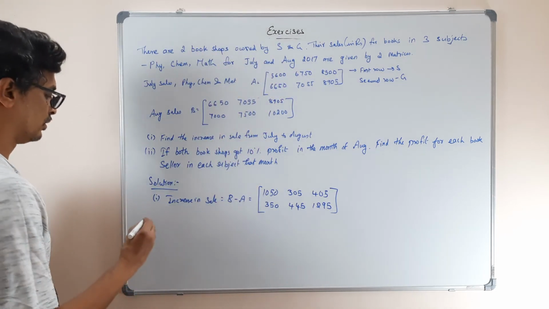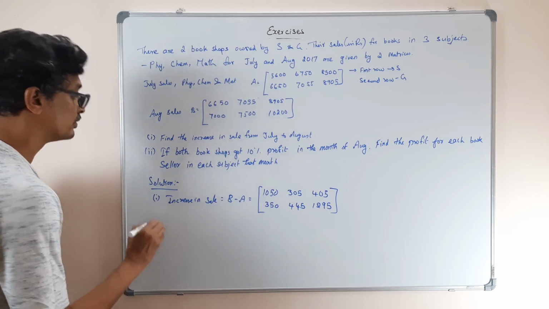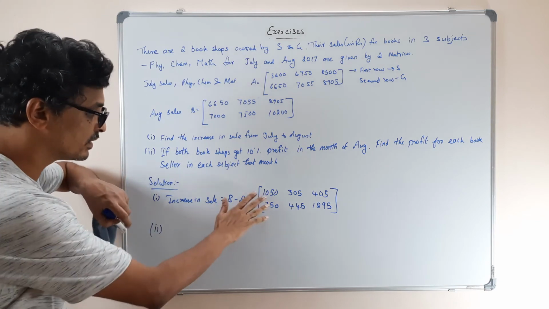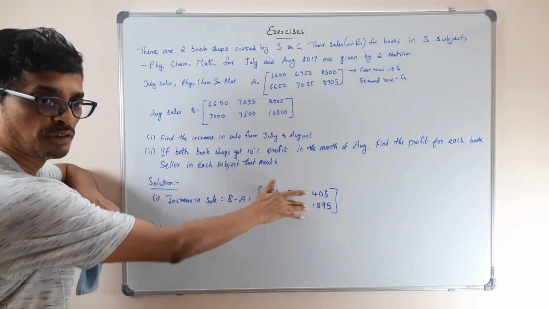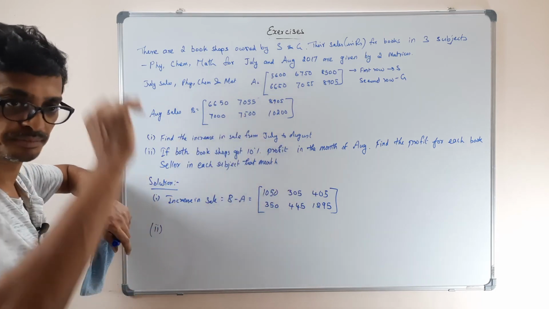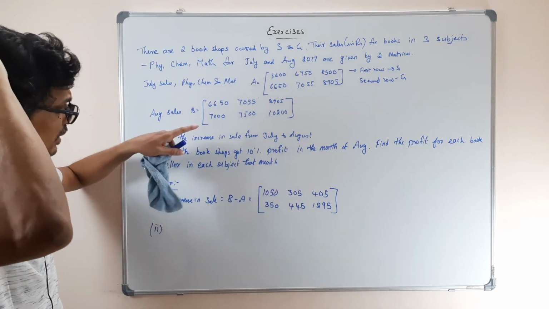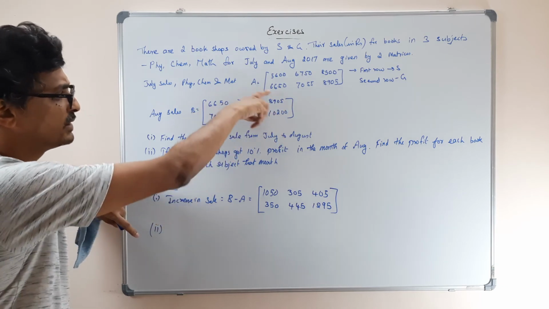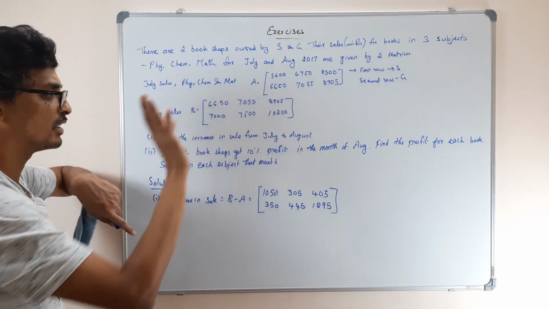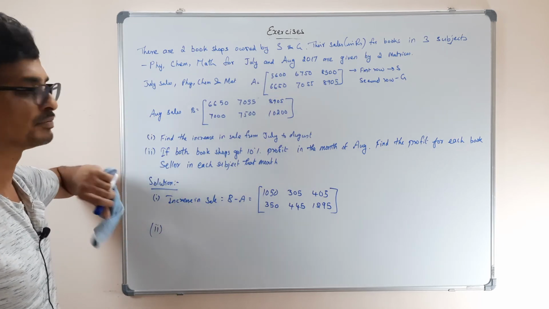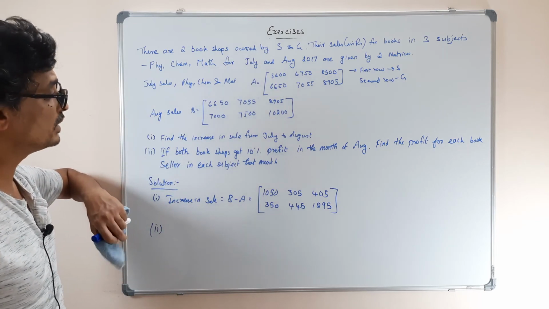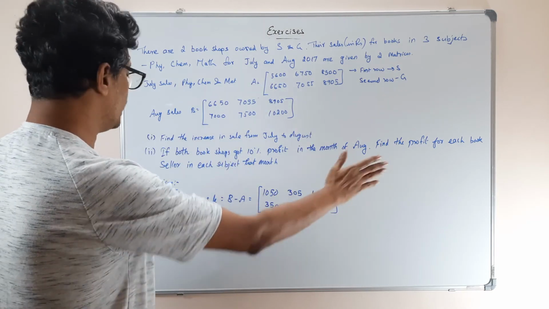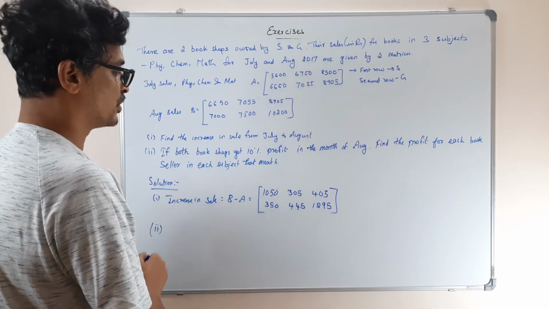What about the second question? Now you see the second question. If both the bookshops get 10% profit, you can see all are positive, so there is an increase in sales. It's not saying that sales increased, but during this month, by this sales, they got 10% profit in the month of August. Find the profit for each bookseller in each subject of that month.